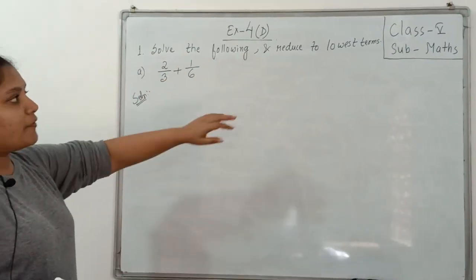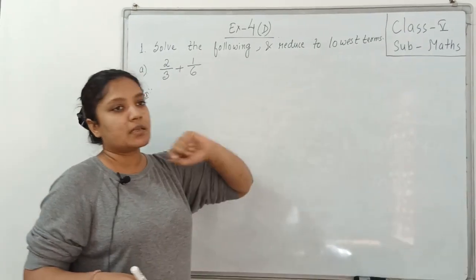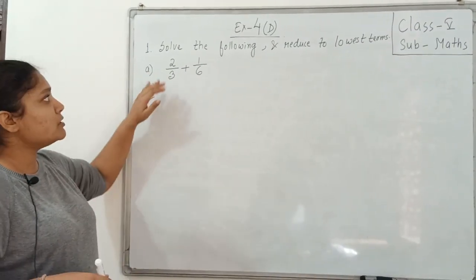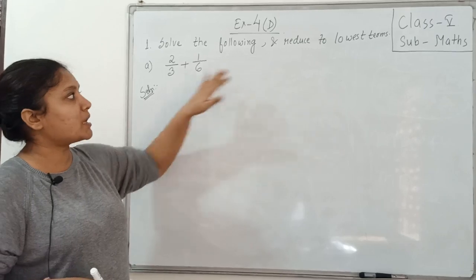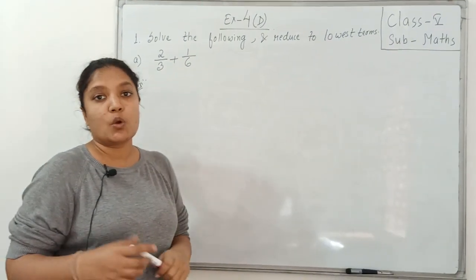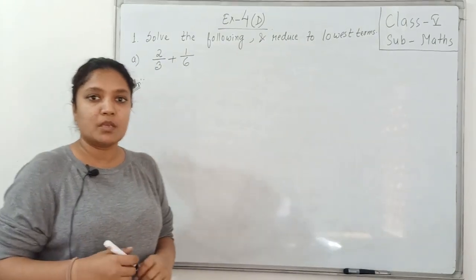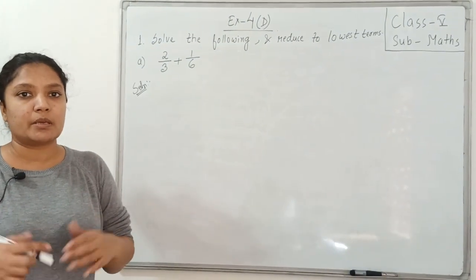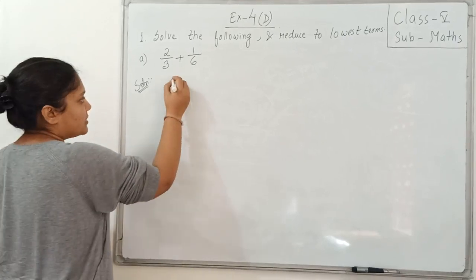Let's read the question. Solve the following and reduce to lowest term. First, what we have to do? We have to solve the following and reduce to lowest term. Means after solving this, we have to reduce to lowest term also. Lowest term we did in our 4C. Means we have to cut it with the same table, right? So let's see how to do this.